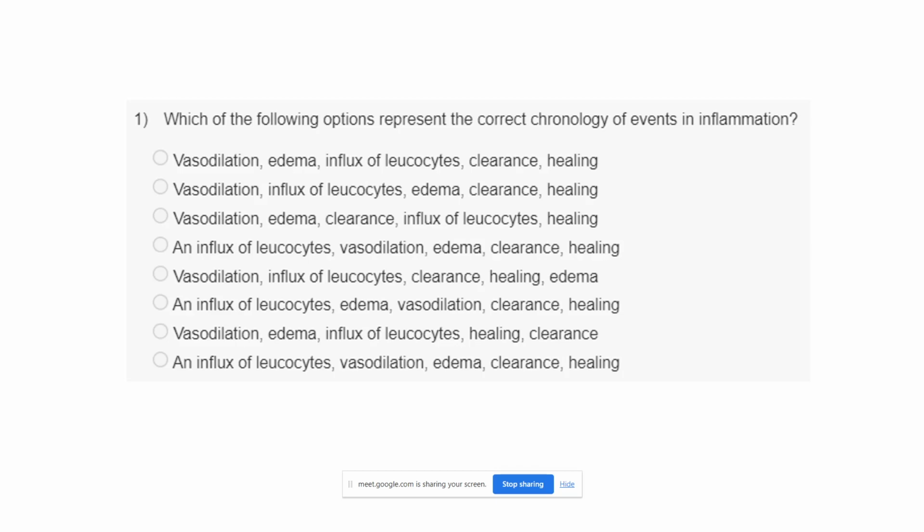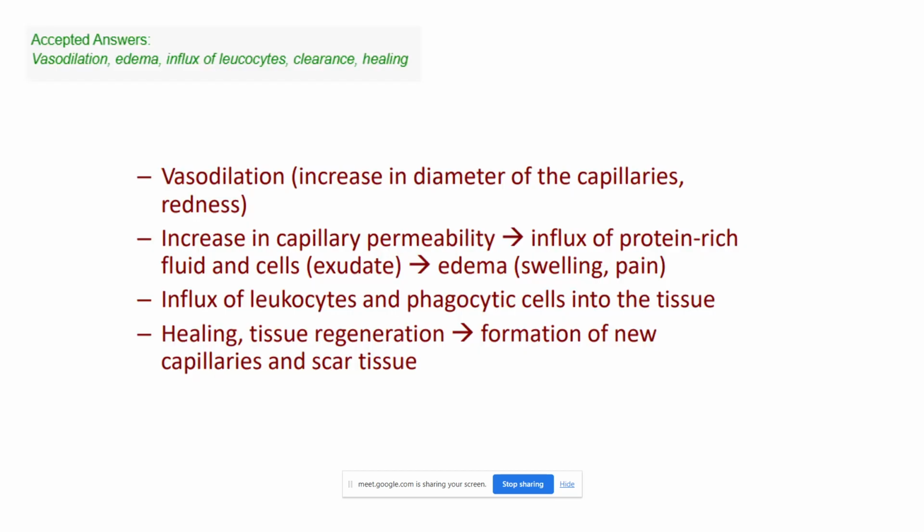Yes, ma'am. Okay. Anyways, even though these are the same options, the correct option is first option: vasodilation, then edema, then influx of leukocytes, clearance, and healing. So these are the chronology.